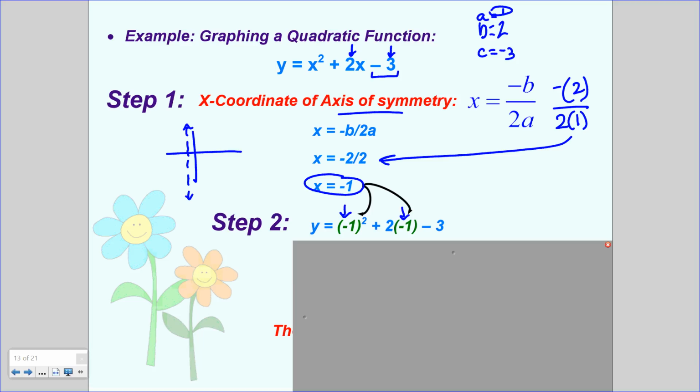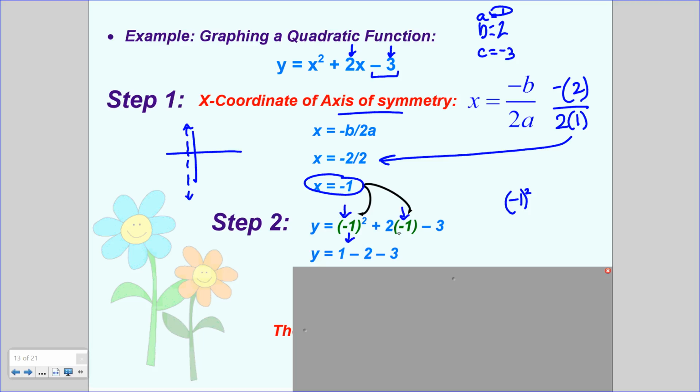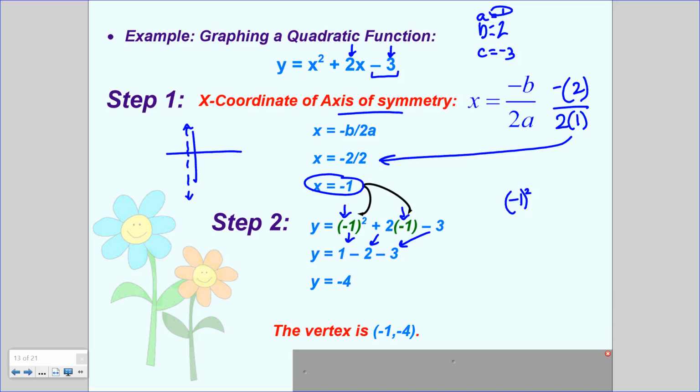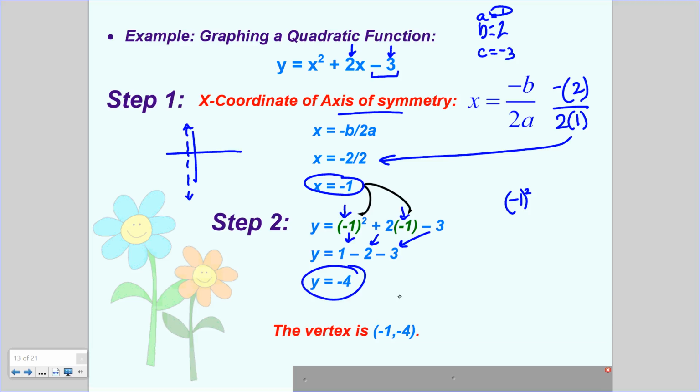Please use parentheses when you are doing this substitution because negative 1 squared is very different than negative 1 squared, right? Without the parentheses this would equal negative 1, whereas with the parentheses, this simplifies to a positive 1. So from here, go ahead and simplify. This is positive 1, 2 times negative 1 is negative 2, and bring down your negative 3. So y's value is negative 4. This gives us the entire vertex as the point negative 1, negative 4.